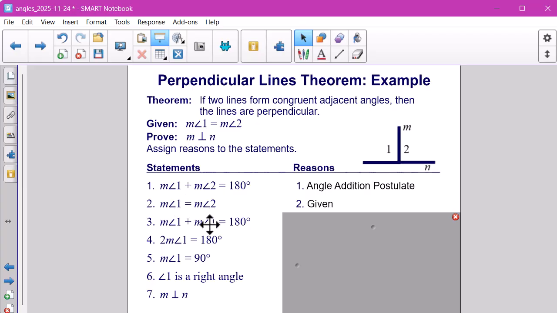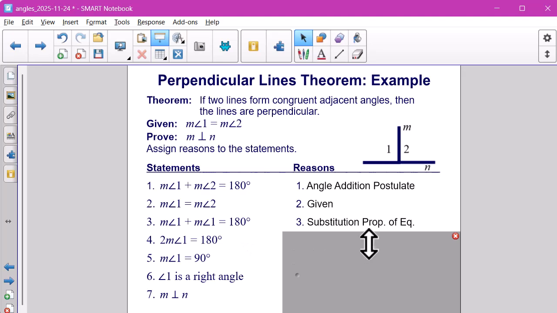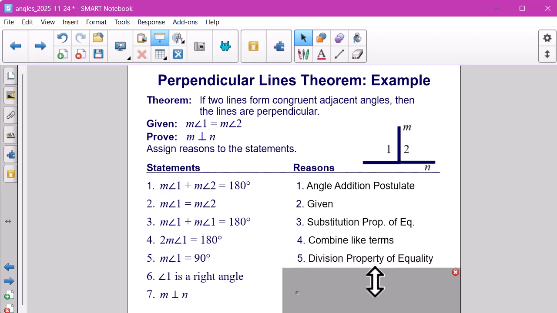And then since we have the measure of angle 1 equals the measure of angle 2, we can substitute the measure of angle 1 in for the measure of angle 2 in the first line. And when we do that, we will get that the measure of angle 1 plus the measure of angle 1 is equal to 180 degrees. Then if we combine like terms, we get 2 times the measure of angle 1 is equal to 180 degrees. And then if we divide both sides by 2, we will end up getting that the measure of angle 1 is equal to 90 degrees.